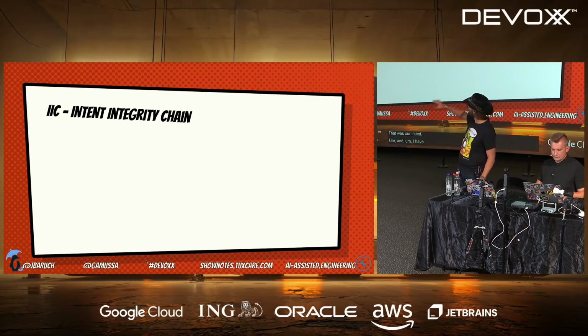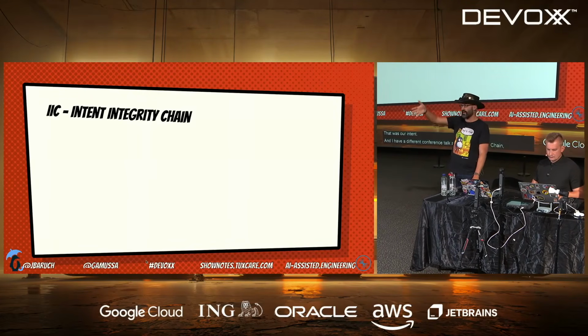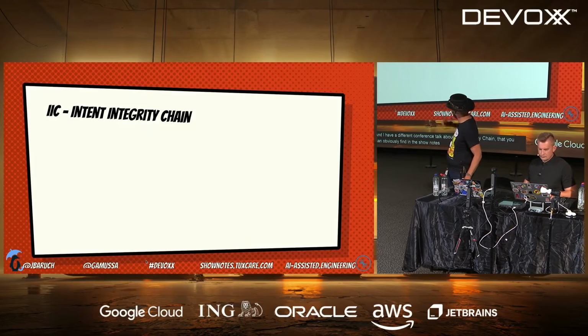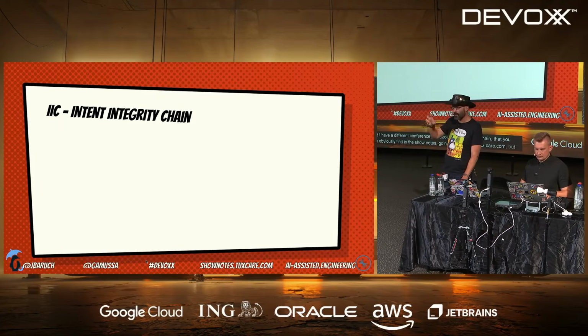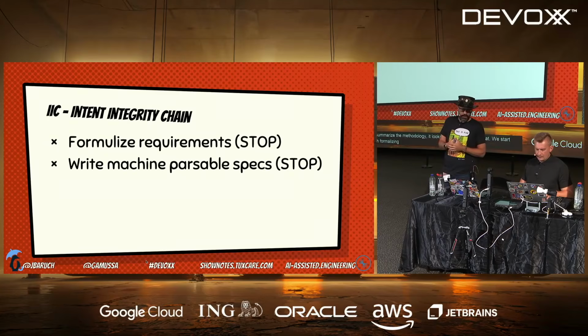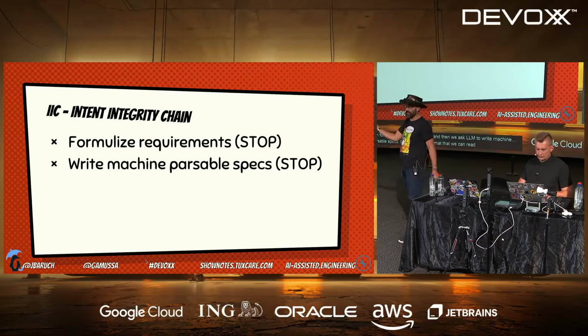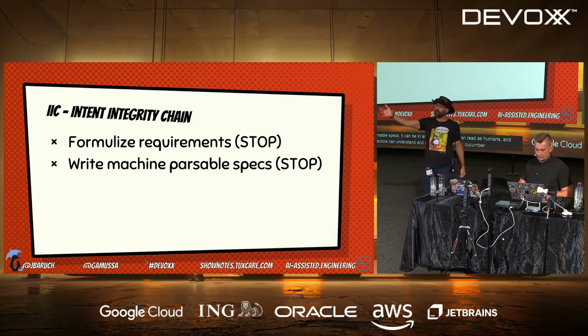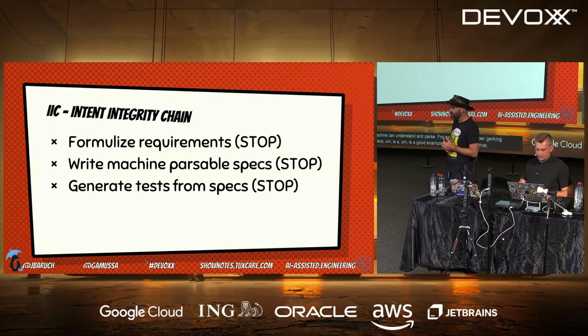I have a different conference talk about the intent integrity chain that you can find in the show notes at shownotes.taxcare.com. But to summarize the methodology: we start with formalizing the requirements, and then we ask the LLM to write machine-parsable specs. It can be in any format that we can read as humans and a machine can understand and parse. For example, Cucumber Gherkin specs are a good example. And then we generate tests out of those specs.